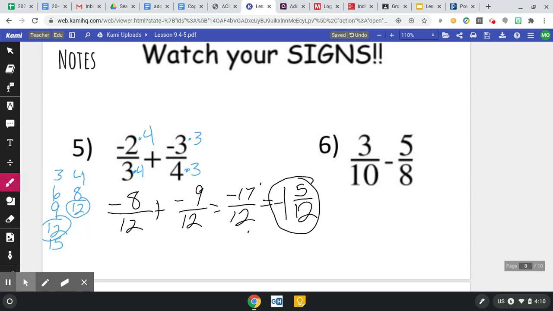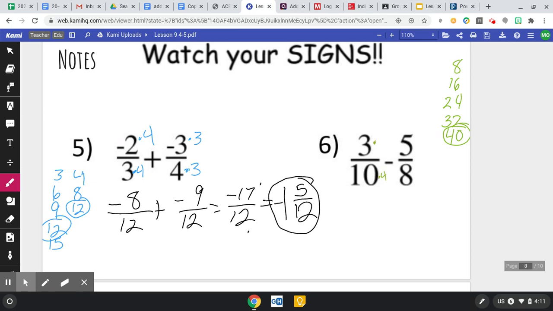Alrighty, so here I have 3/10 minus 5/8. So 10 can go into anything with 0. So I'm going to skip count by 8 until I get something with a 0. So I have 8, 16, 24, 32, 40. So I'm going to use 40. Okay, so that's 10 times 4.